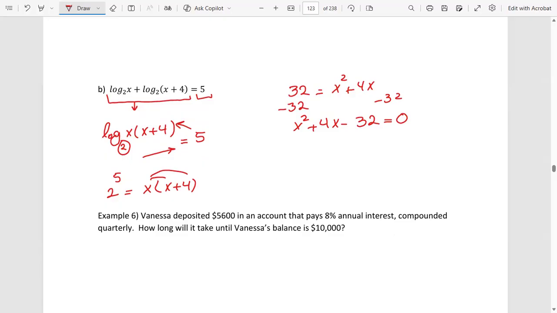Now I can start solving this equation. I'm going to use AC method, a times c, which is negative 32, b, which is 4. I'm looking for two numbers that if I multiply them gives me negative 32, and if I add or subtract them gives me 4. And those numbers are positive 8 and negative 4. So I can open two parentheses, x plus 8 and x minus 4, and then use zero product property and set each of the parentheses equal to 0.